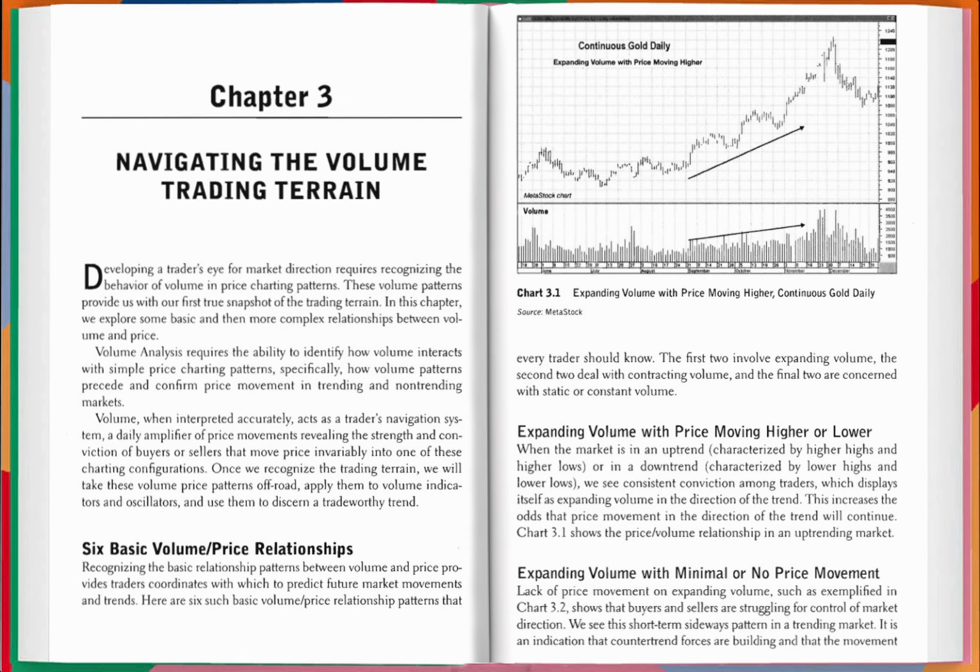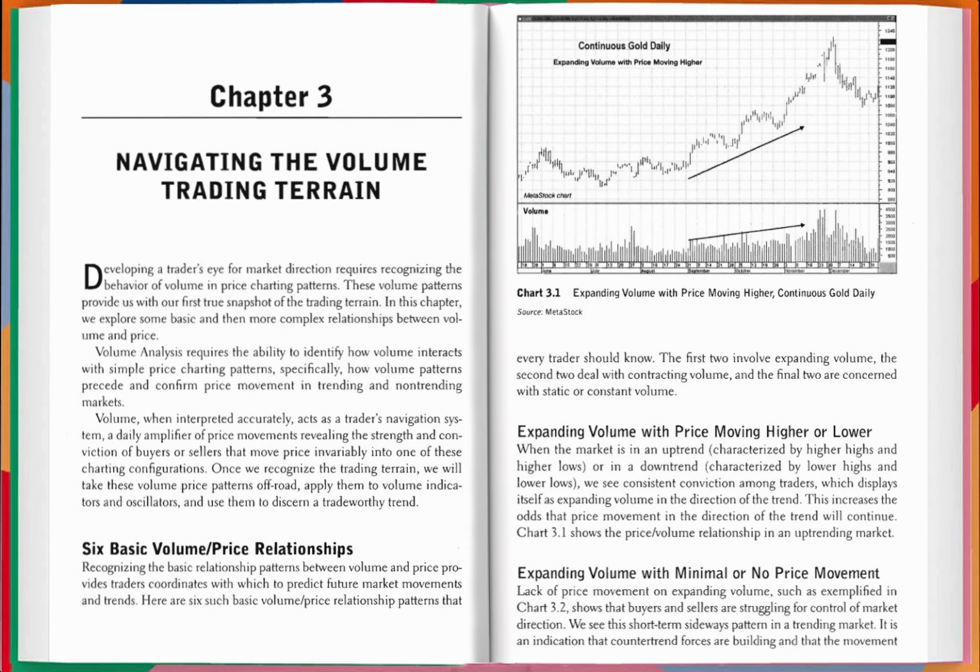6 basic volume price relationships. Recognizing the basic relationship patterns between volume and price provides traders coordinates with which to predict future market movements and trends. Here are 6 such basic volume-price relationship patterns that every trader should know. The first 2 involve expanding volume, the second 2 deal with contracting volume, and the final 2 are concerned with static or constant volume.